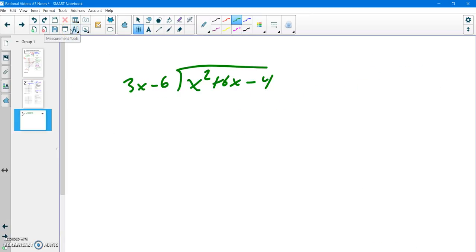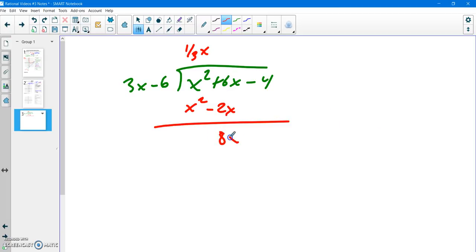I realize you might hit a little snag at the beginning, so let's do it together. What do you multiply 3x by to get x squared? Well, you multiply it by 1/3 x, right? That's how you get the 3 to turn into a 1. So then I get an x squared. What's negative 6 times 1/3 x? That's negative 2x. Okay, and I'm going to subtract. Don't forget you're subtracting. Number one mistake. 6 minus negative 2 is 8x.